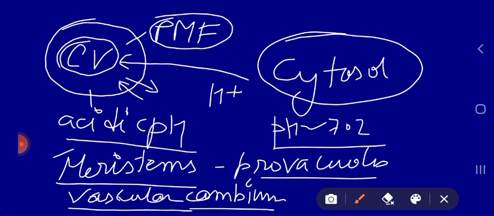Now, normally, this vascular cambium is present between the primary xylem and primary phloem. Okay, so as I have said, this type of vacuoles can vary. It can vary.